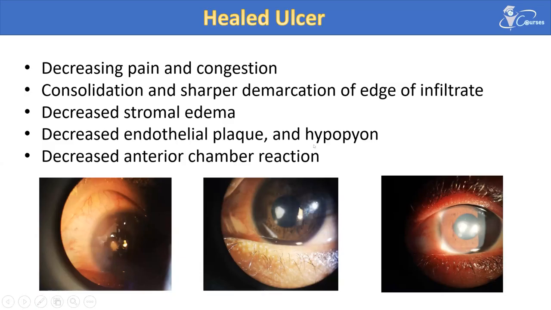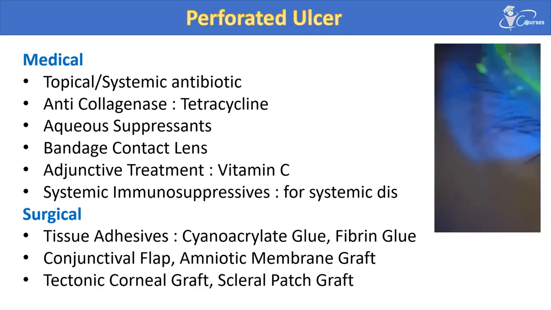Okay, so apart from the consolidation and sharper demarcation of the infiltration, there will be decreased stromal edema, decreased endothelial plaque and hypopyon, and decreased anterior chamber reaction. So again, remember the PEDAL mnemonic, it will show decreasing signs and symptoms of PEDAL. But what will be the scenario if complications happen? Like if there is perforation.